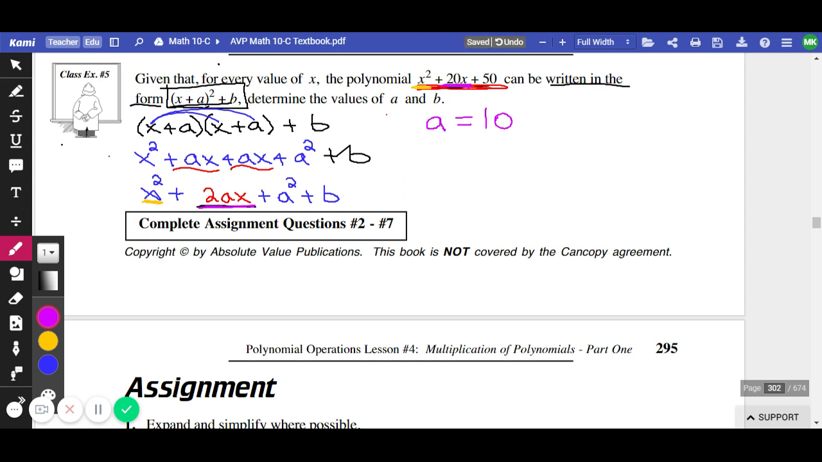If a equals 10, that changes my thing quite dramatically, right? So we could now change a to be 10. This would become 20x. And what would a squared equal? 100. Right? Because we actually know a equals 10.